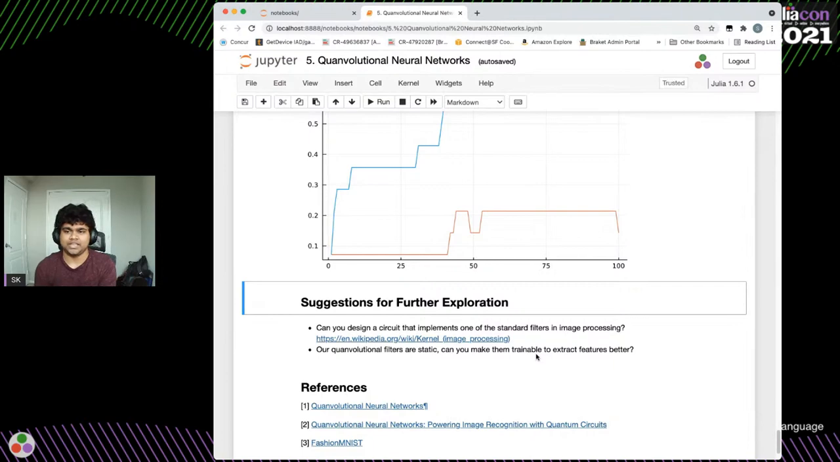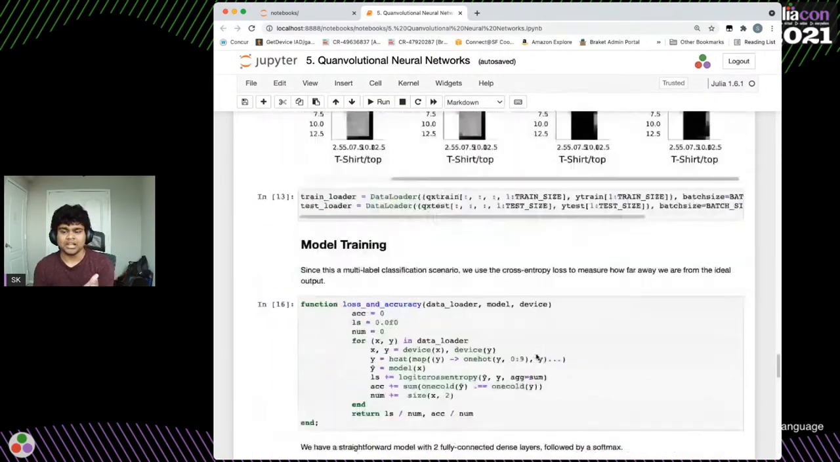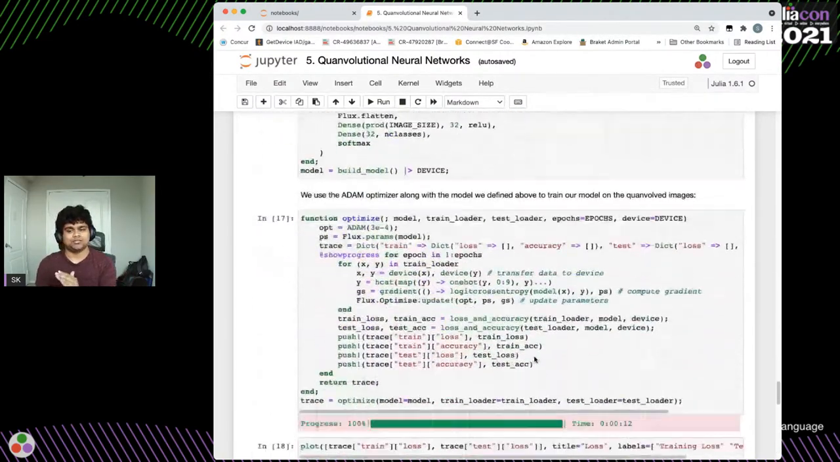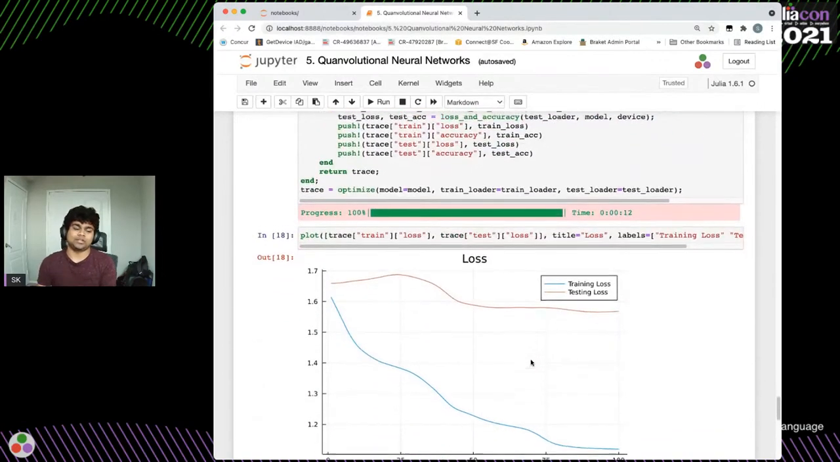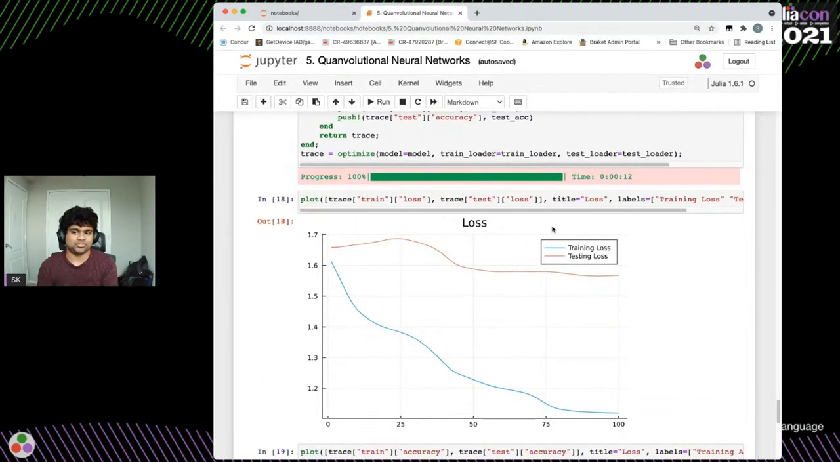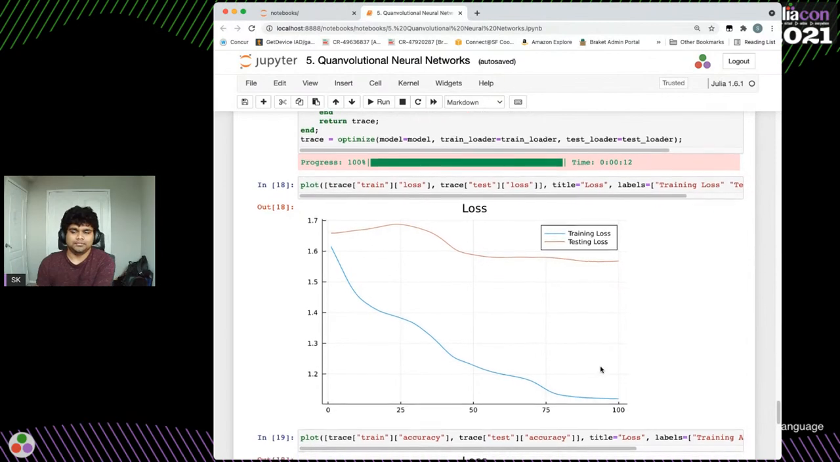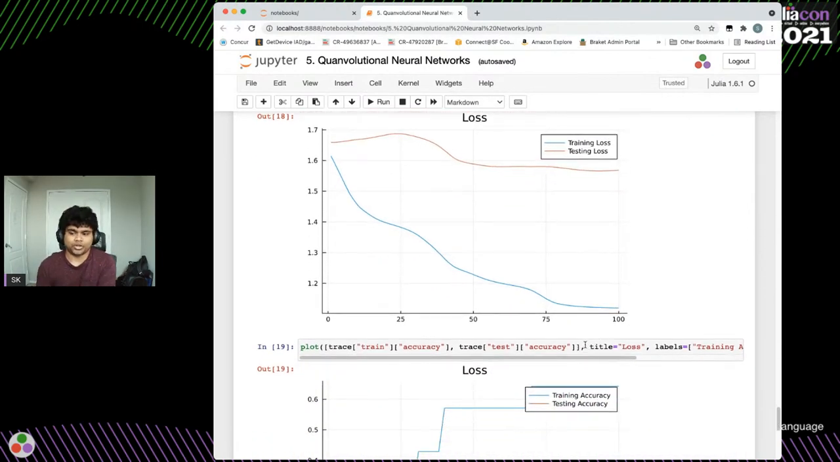And you can also try to see if you can replace the classical model training with some quantum algorithm, right? Like the original variational quantum circuits that we saw in the previous notebook.